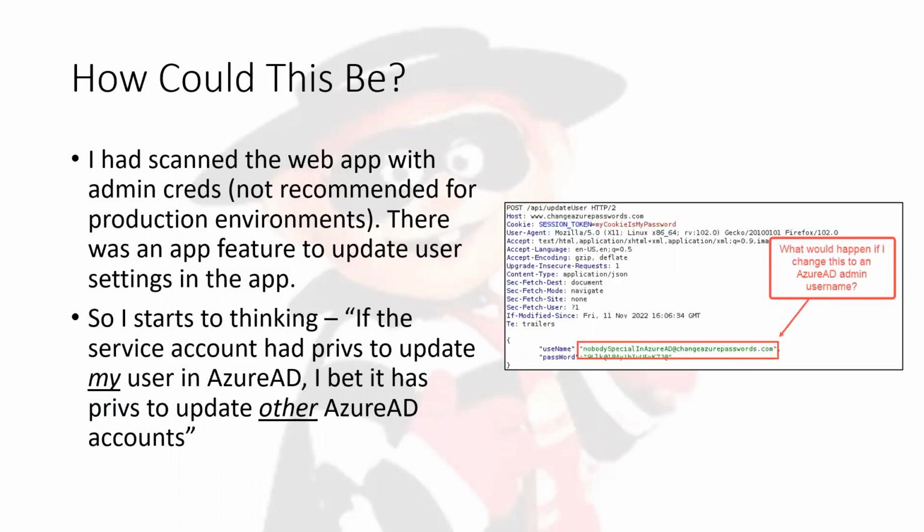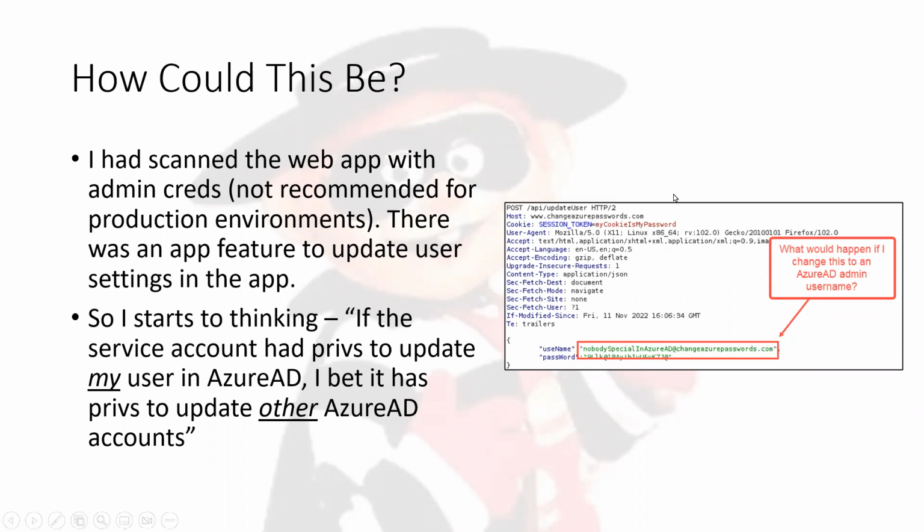I'd scanned the app with admin creds. It is fine as a QA environment. I do not recommend doing that for a production environment, for obvious reasons. But there was a feature in the app, when you're logged in as an admin, that allowed you to update user settings inside the app. So it got me thinking: if there's a service account on the back end of this web app that has privileges to update my settings inside of Azure AD, I really wonder if this thing can update other Azure AD accounts.